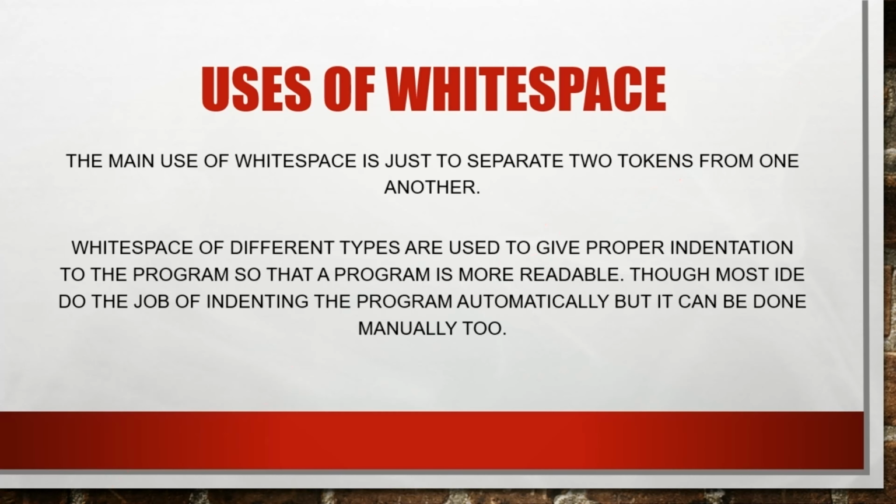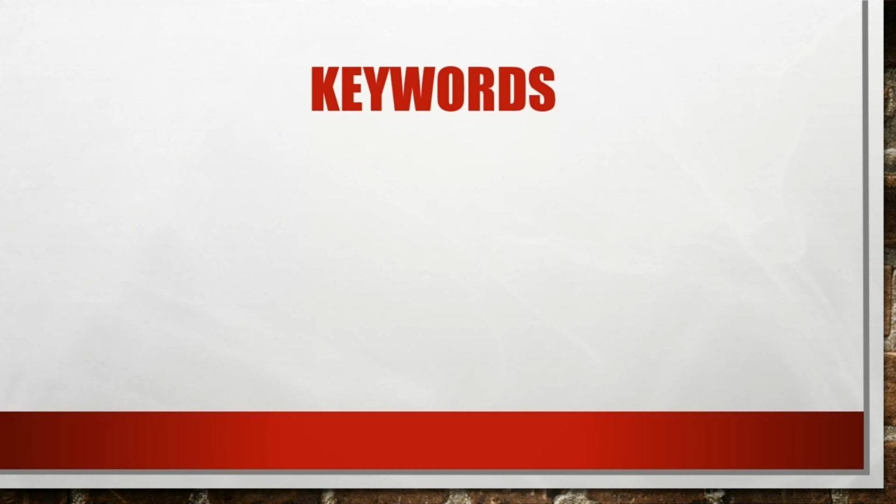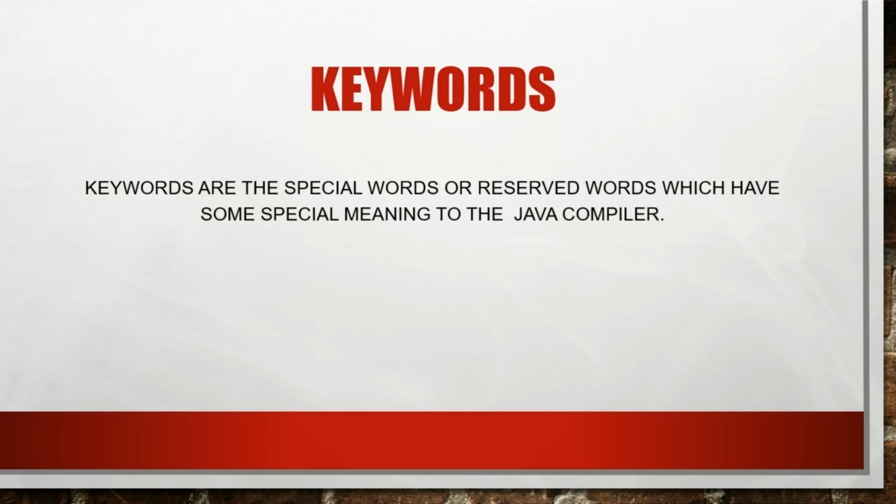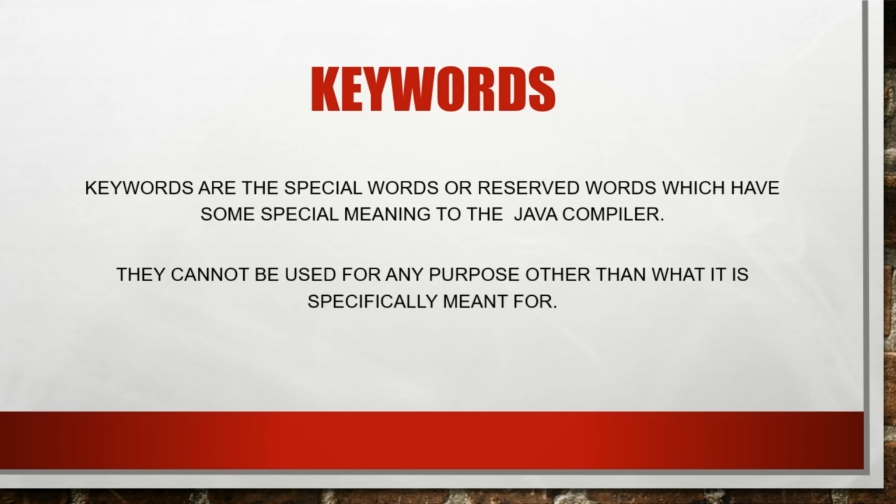So, we have come to the end of white space. Now we have keywords. Keywords are the special words or reserved words which have some special meaning to the Java compiler. They cannot be used for any purpose other than what it is specifically meant for.